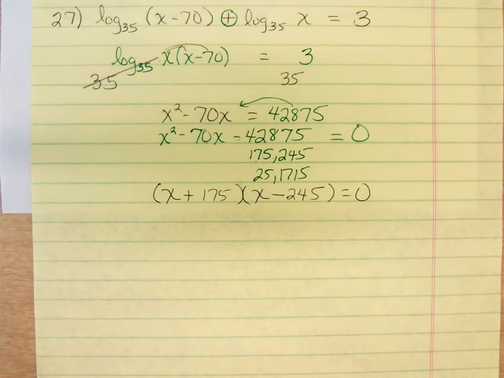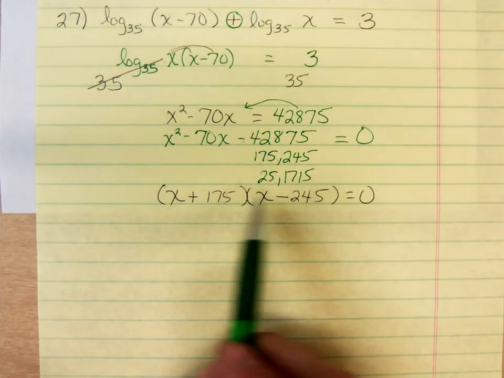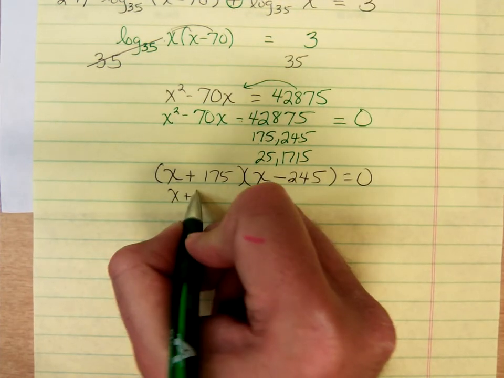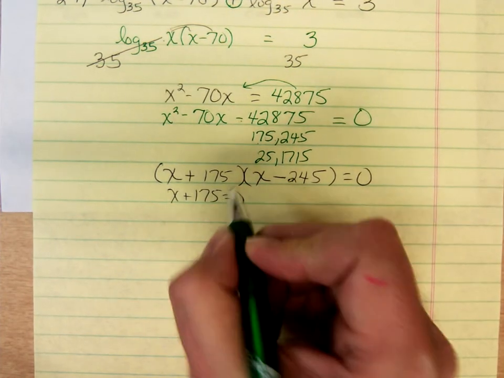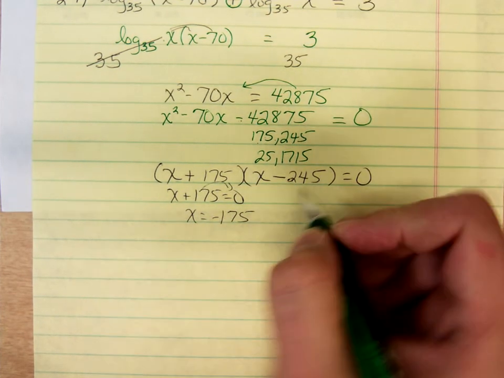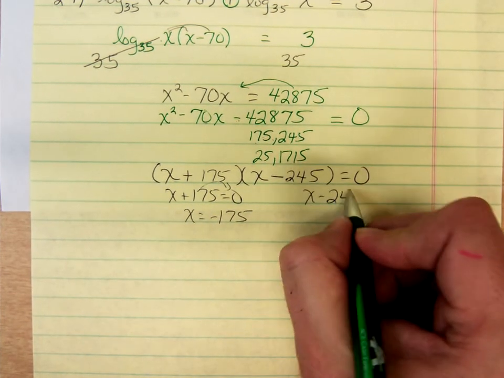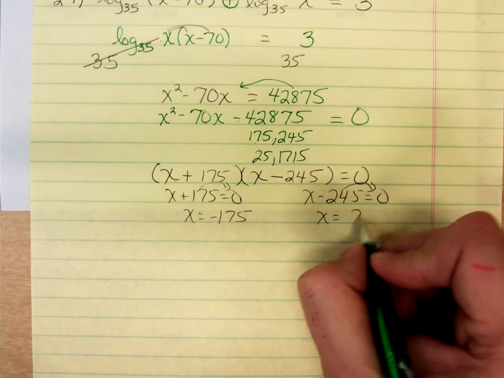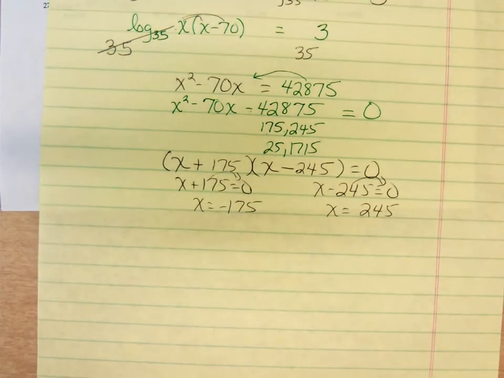So I factored it, and now set each factor to 0, and we get x equals negative 175 and positive 245. Now, when you look at the answer choices, you might be thinking, well, wait, there's not two answer choices listed.